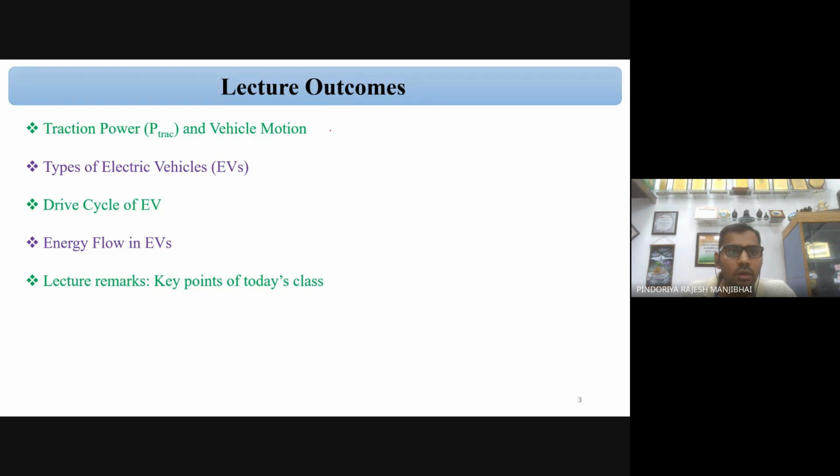Starting with traction power: how much power is required to move the vehicle, and vehicle motion. Suppose you want to drive your vehicle at 50 kilometers per hour, how much traction power is required? Then types of EV: how many types of EV are available in the market? Then the duty cycle for the EV, and energy flow in the EV. So these four topics we are going to discuss in today's class.